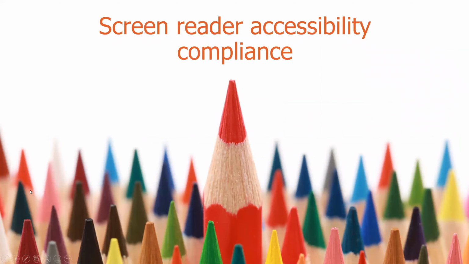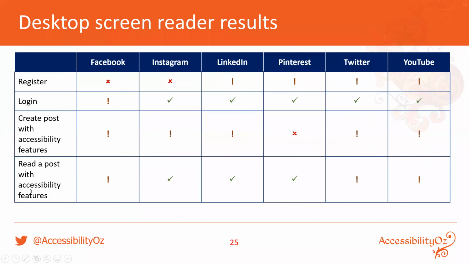Then we're going to talk about screen reader compliance, and Raf is going to talk a little bit about this or answer your questions about this. So we actually had 3 things here. This is the desktop screen reader results. We've got fail, it couldn't be done at all. We've got an exclamation point, which is basically it was incredibly difficult.